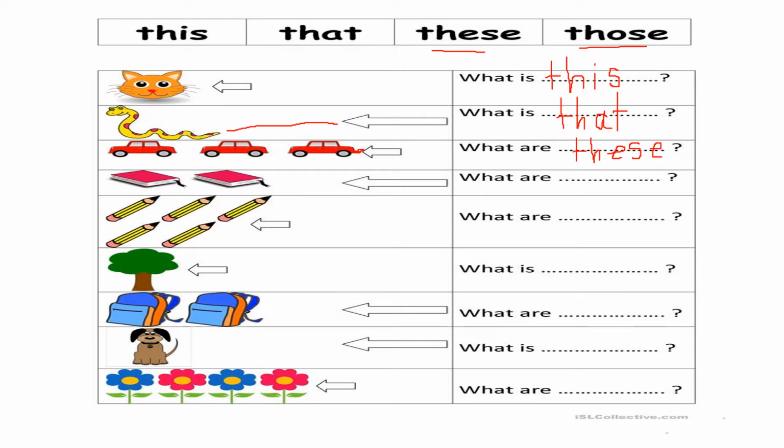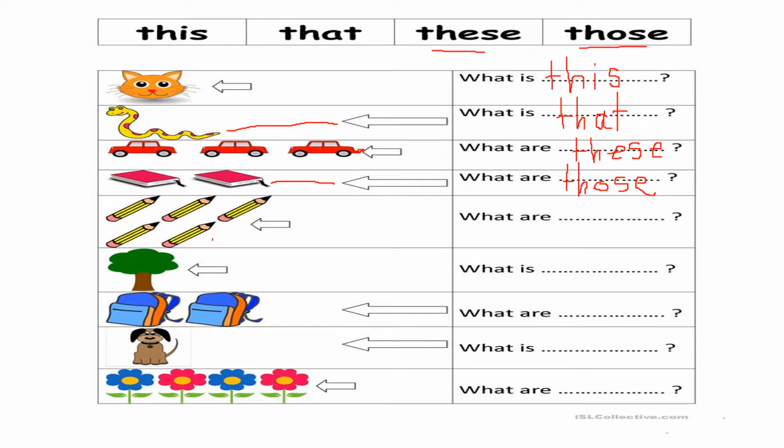How many books? 2. It means again more than one. And the arrow is far away. So what are those? Yes, very good. They are far away. What are those? Very good. Now look at the pencils.